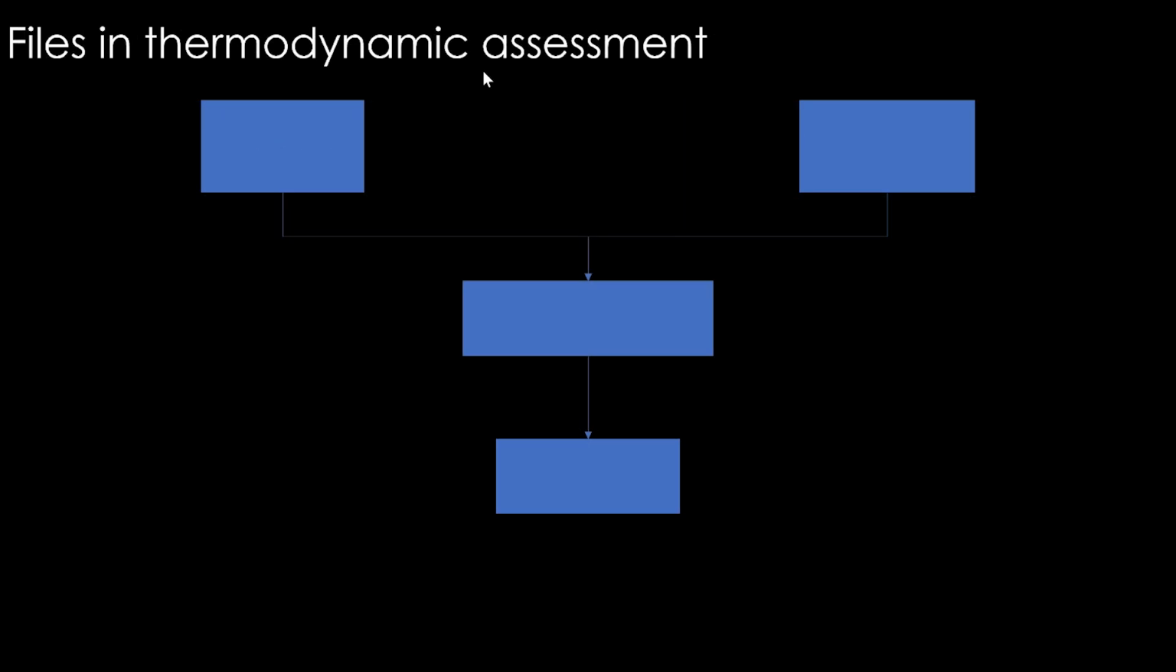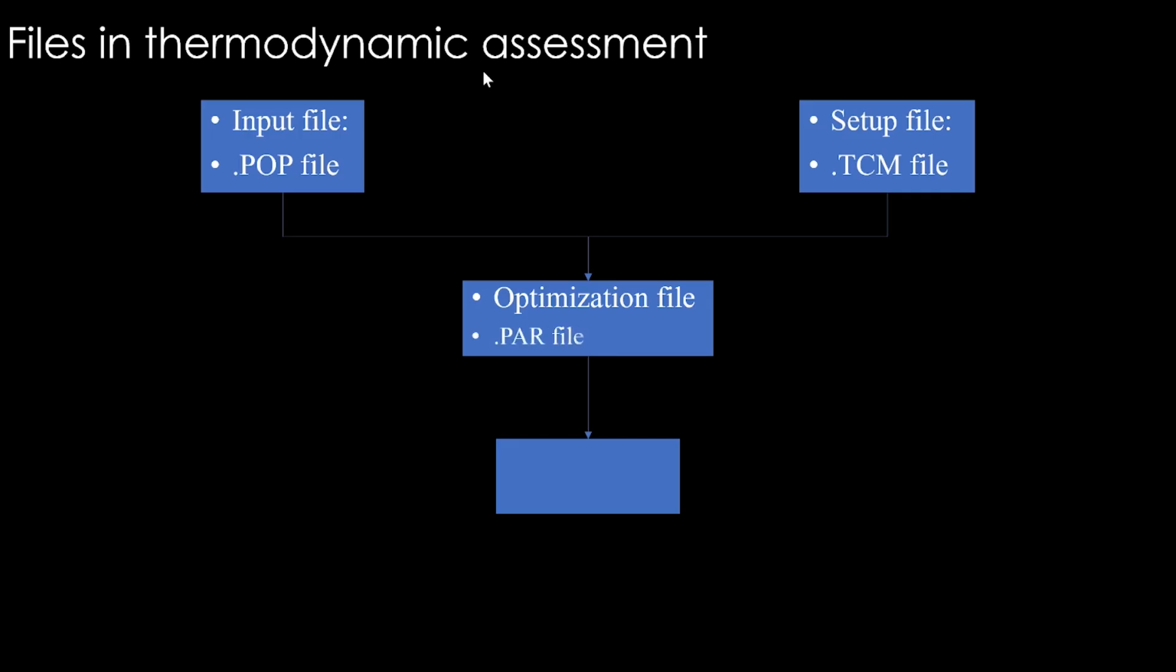These are the different files. Input file is called the .pop file. Setup file, where the models are, is called the .tcm file. The extension is called a setup file. And then the optimization, where the curve fitting is done, is in a file called the .par file in Thermo-Calc. The module used for this purpose is called the Parrot module, the parameter optimization module. The file used there is the .par file.